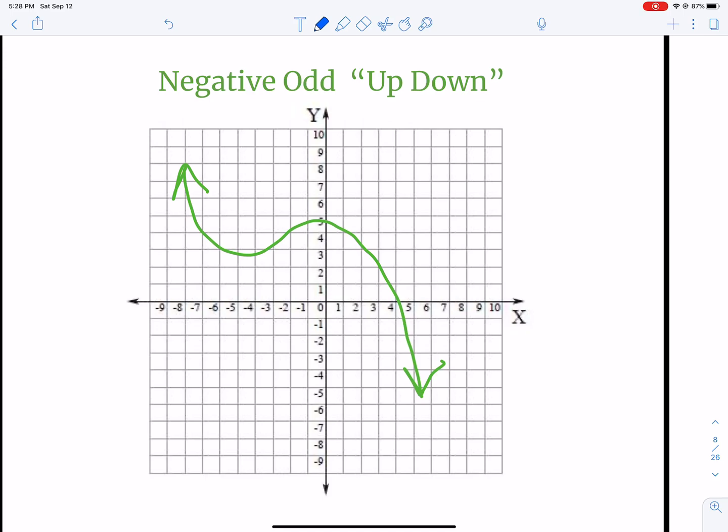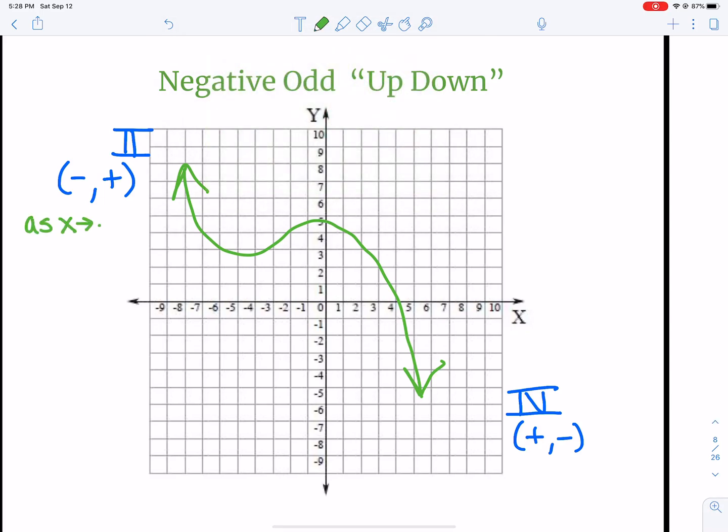So we have this one is pointing toward the second quadrant where x is negative and y is positive, and it's pointing toward the fourth quadrant where x is positive and y is negative. So we would just write it out as x approaches negative infinity, y approaches positive infinity. And on this end, as x approaches positive infinity, y is approaching negative infinity.